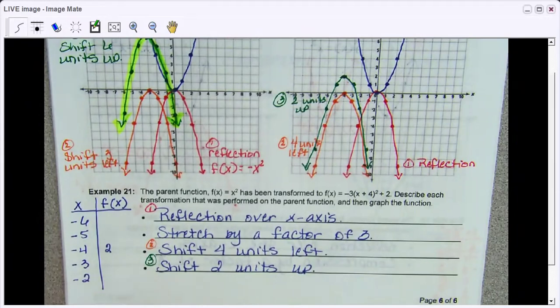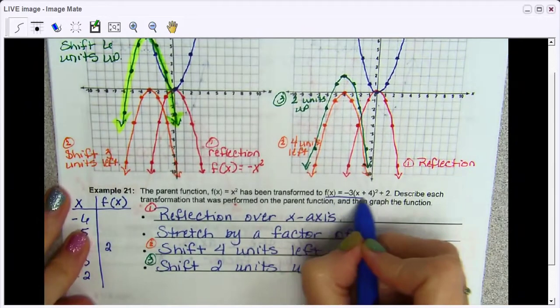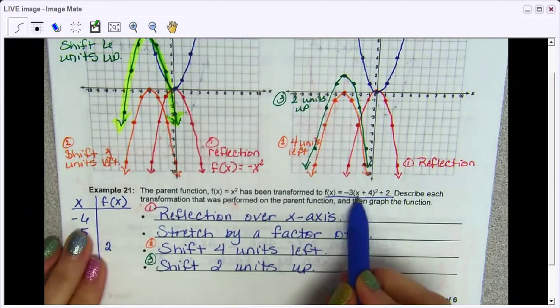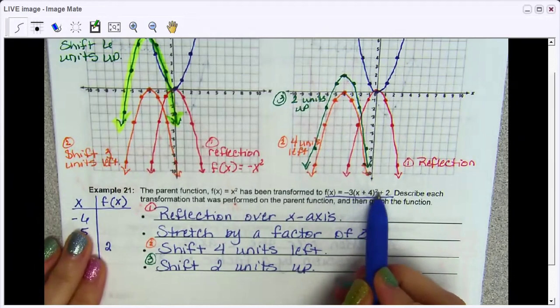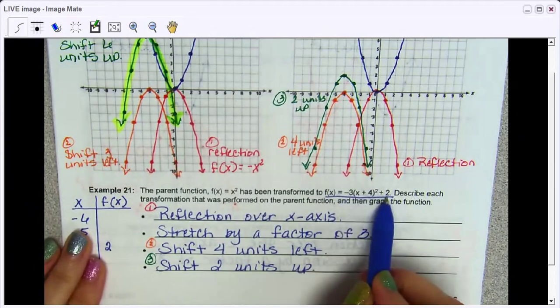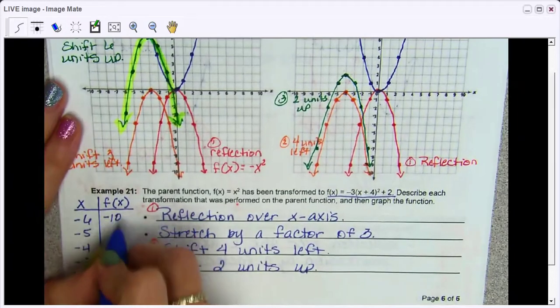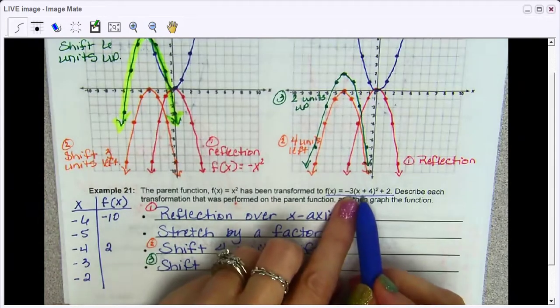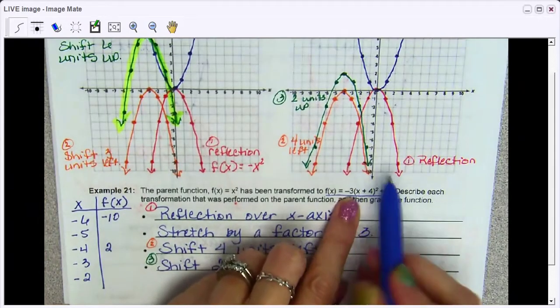What do you do to find the x values? Oh, you plug this into the equation over here and you solve. So for example, -6 plus 4 is -2. -2 squared is 4. 4 times -3 is -12. -12 plus 2 is -10. Now, I did that all in my head, but you can use a calculator. So you're just plugging these x values into the x of this equation and then using order of operations to figure out your y.